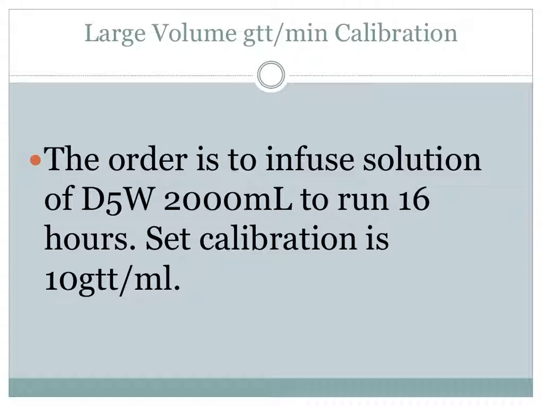Let's do an example here. The order is to infuse the solution of D5W 2,000 milliliters to run over 16 hours. Your set calibration is 10 drops per milliliter. Please pause the slide video and complete the sample IV flow rate calculation on the slide using the information provided in previous slides. We will calculate this together and the answers will be provided next.